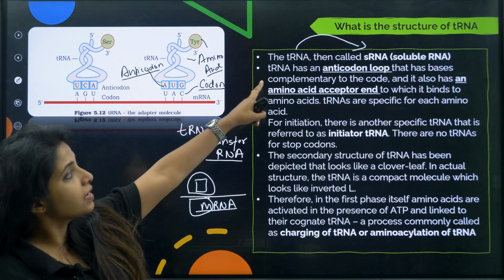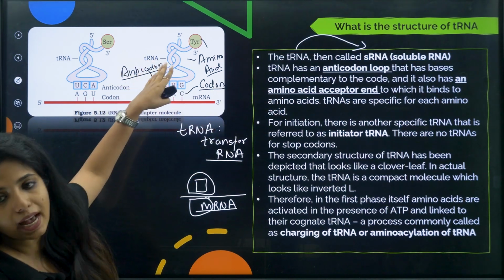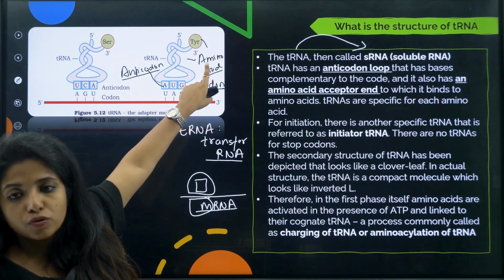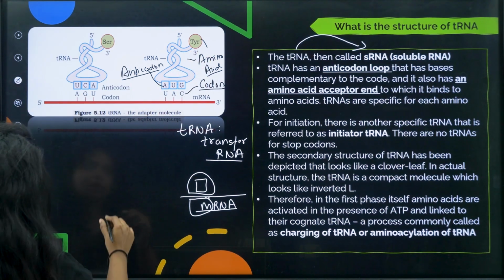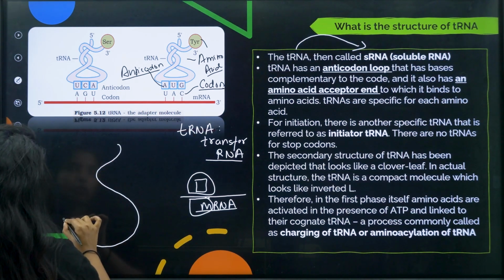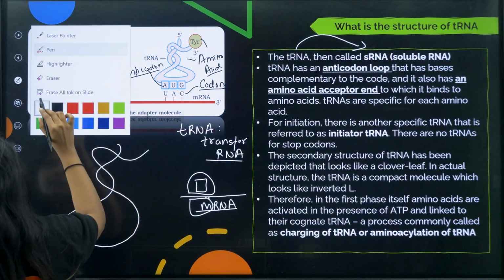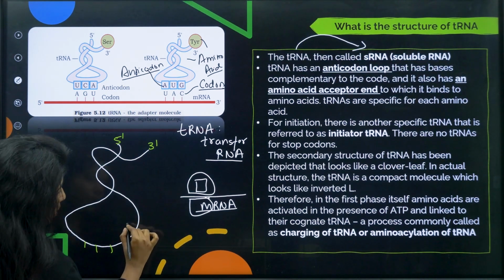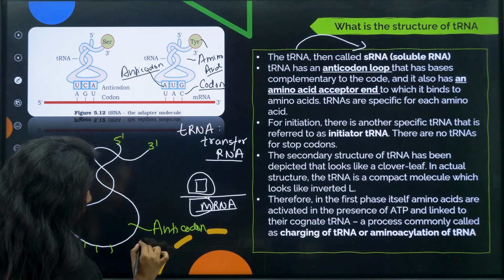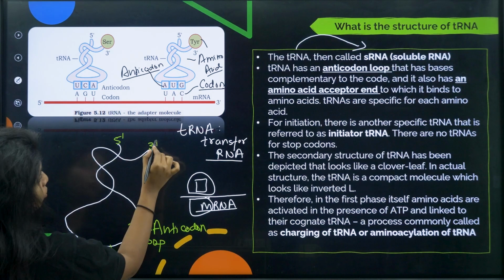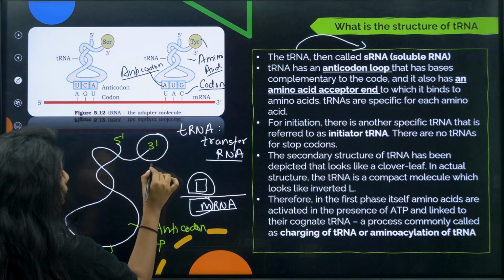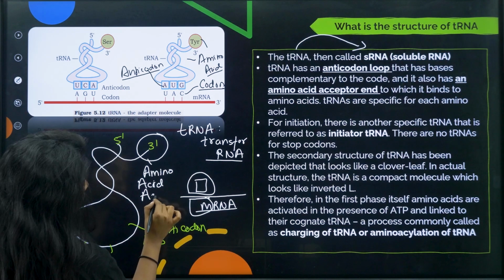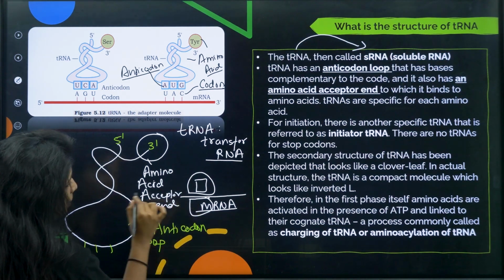Please don't get confused. Now, tRNA has an anticodon loop. So this loop that you see over here is known as the anticodon loop, that has bases complementary to the code, okay, and it also has an amino acid acceptor end. So this end that you see over there is known as the amino acid acceptor end. So if I try to make this, I get an information like this. Over here, it looks somewhat like this, where this is the 5' end and this is the 3' end, and over here I have the codons. Okay, so this loop, I call it the anticodon loop. Fine. Now over here on the 3' end, what do I have, children? Over here I have the amino acid acceptor end. It is accepting the amino acid.